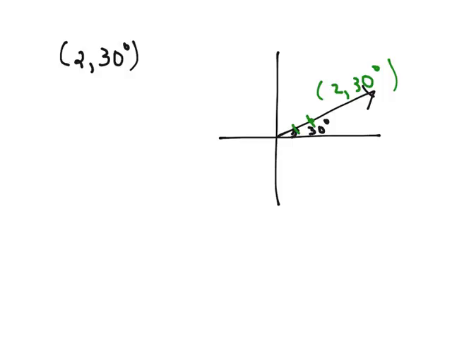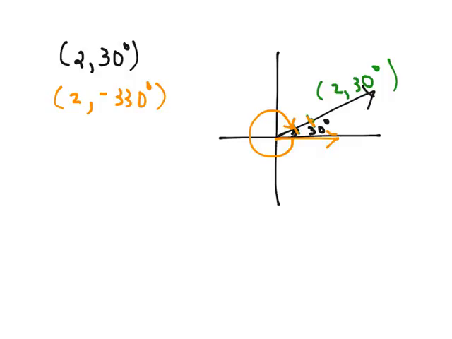For example, there are an infinite number of names for this same location in space. For example, we could start on the positive x-axis and rotate in a negative direction and then go out 2 units, and we would end up at the same place as (2, 30°), but we got there going a different direction. So the coordinates for that point would be (2, -330°).